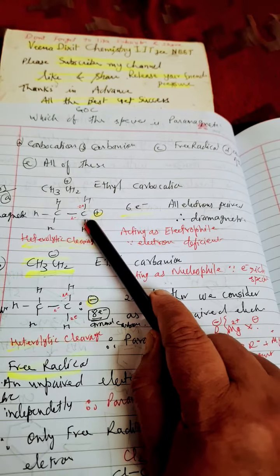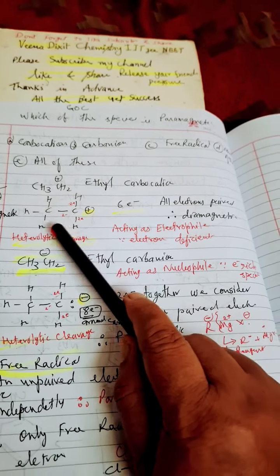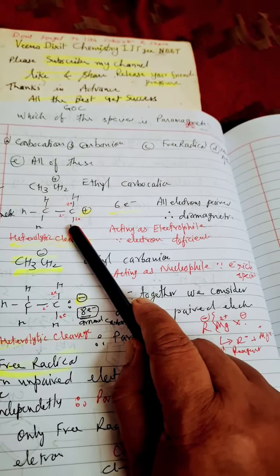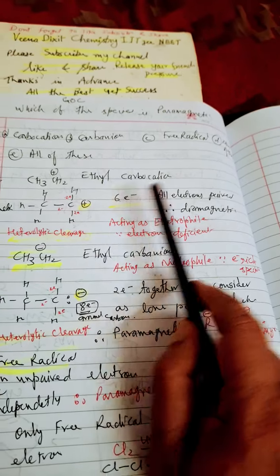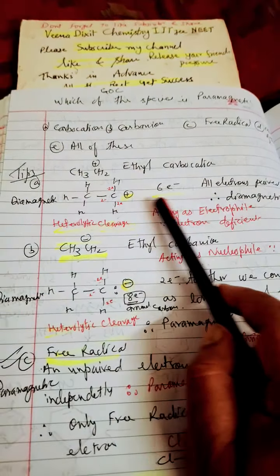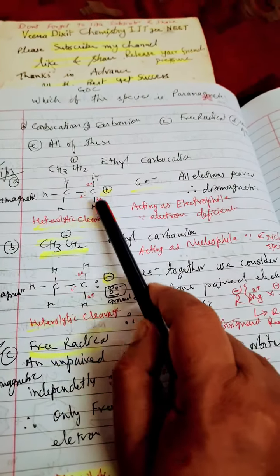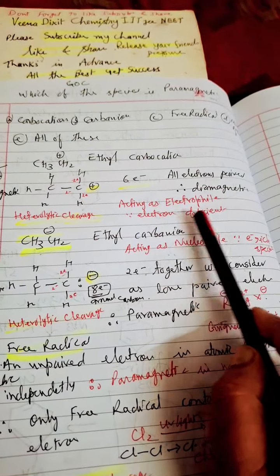And all electrons are paired because they are forming bonds. Six electrons are there, and they are used in bond formation. So there is no unpaired electron, so it is not paramagnetic. Instead, it is diamagnetic in nature, and since it is electron deficient, it acts as an electrophile.